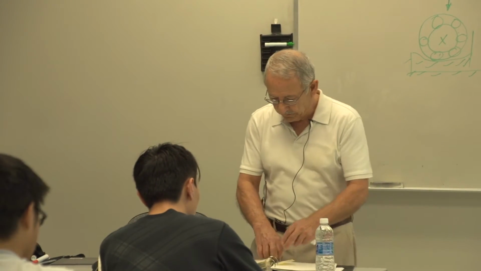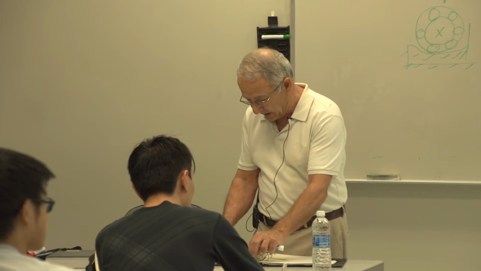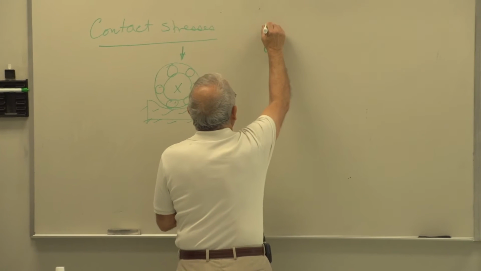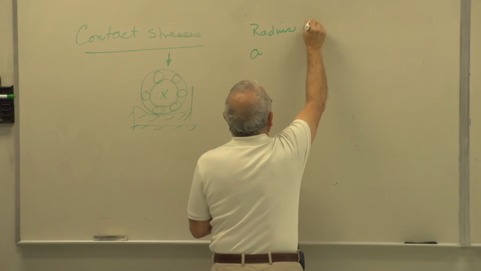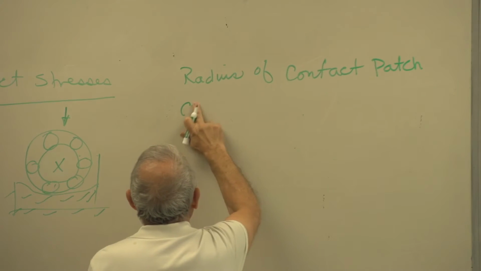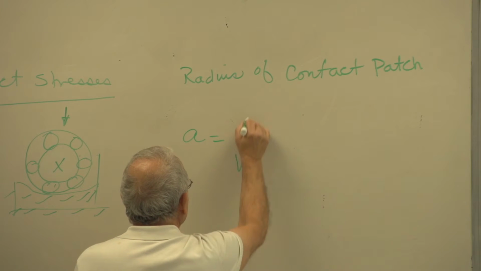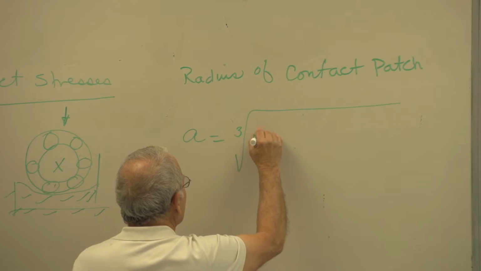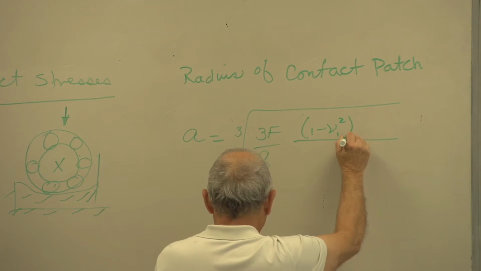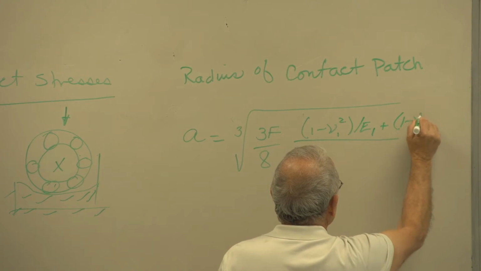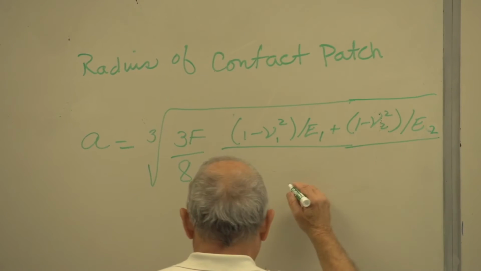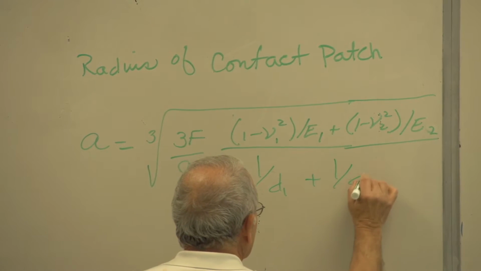We can calculate the radius of the contact area or contact patch using theory of elasticity, and we will get this. A equals the cube root of 3F over 8 times 1 minus nu 1 squared over E1 plus 1 minus nu 2 squared over E2, divided by 1 over D1 plus 1 over D2.